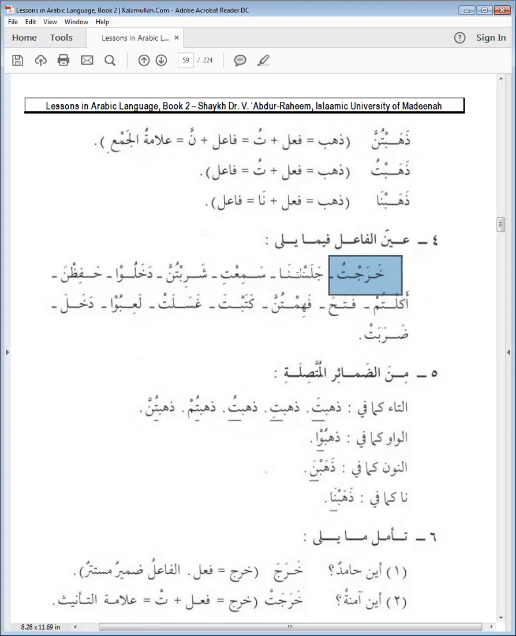Next one, jalasna. Jalasa is the verb, and where is the fa'il, the doer of the verb? The na. It is the doer of the verb. We'll do the next one. Sami'ti. What's the verb there? Any volunteers?